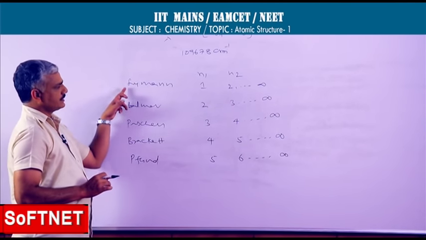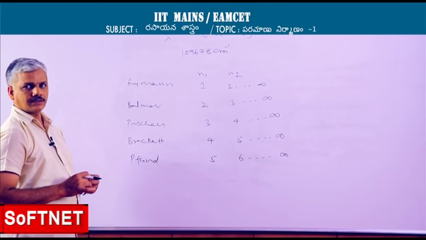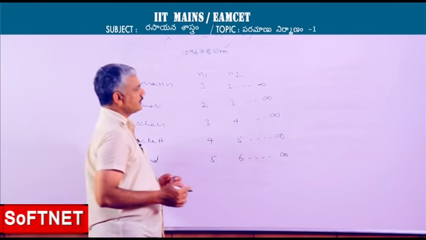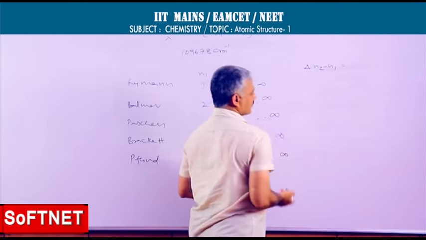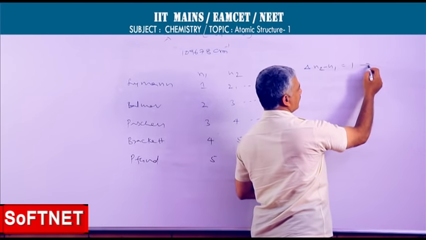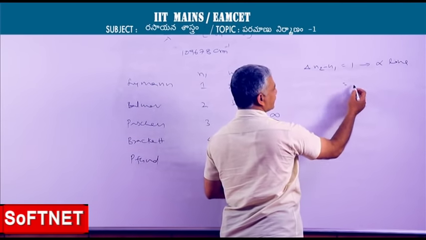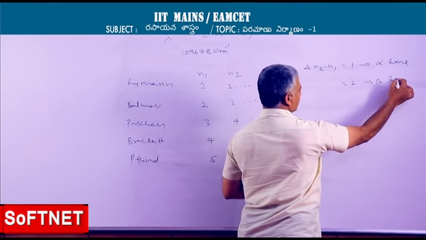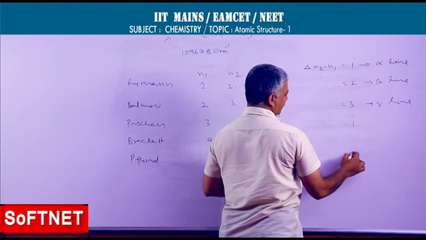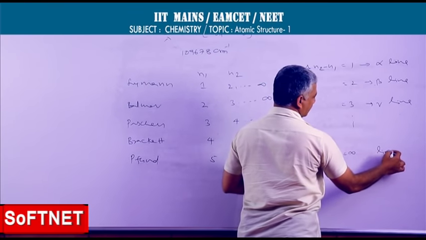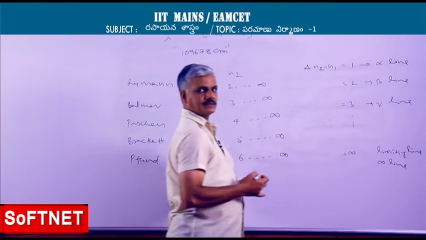And in each series, the spectral lines are given specific names, what we call the designation of spectral lines. In any series, if the difference in N1 and N2 values is equal to 1, that line is called the alpha line or first line. If the difference is equal to 2, that will be called a beta line. If the difference is 3, gamma line, and if the difference is infinity, then it is called the limiting line of the spectrum, or it is also called the infinite line of the spectrum.